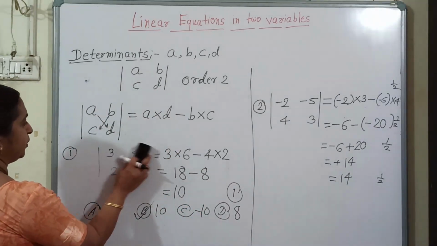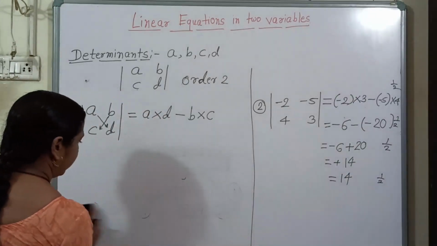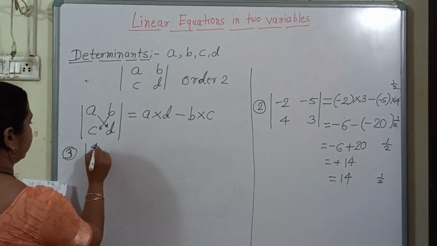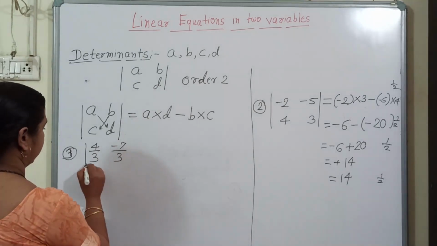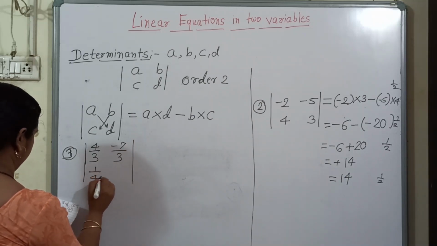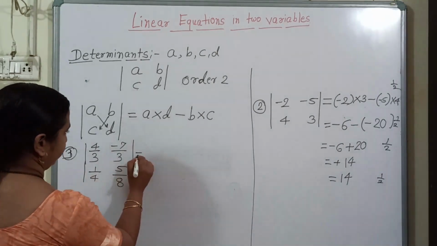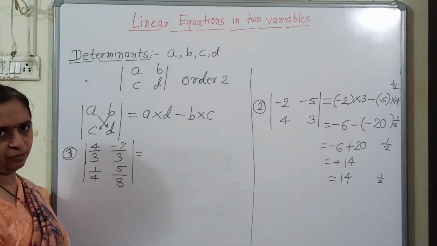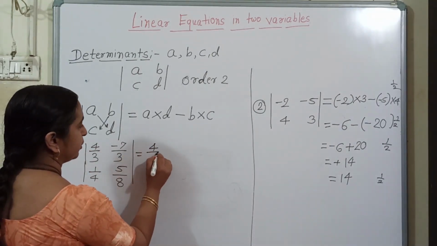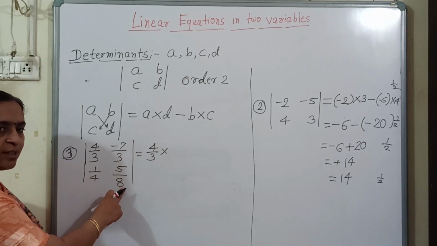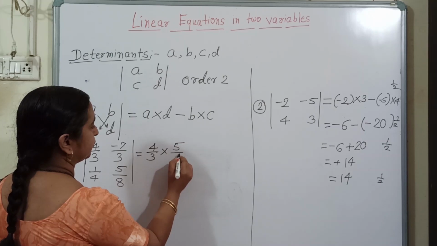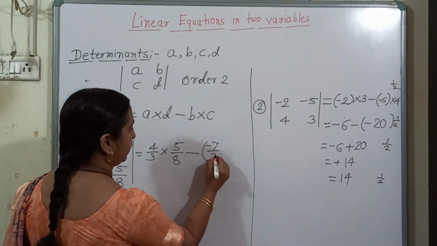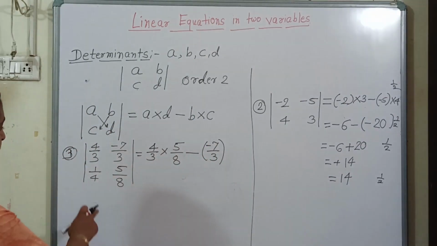Now we consider third example. Try to solve this example here only. Third example: 4 by 3, minus 7 by 3, 1 by 4, 5 by 8. First use this formula. Write our first row, first column element, 4 upon 3, into second row, second column element, 5 upon 8, minus product of remaining 2, means minus 7 by 3, number is negative, therefore we consider bracket again, into 1 by 4.